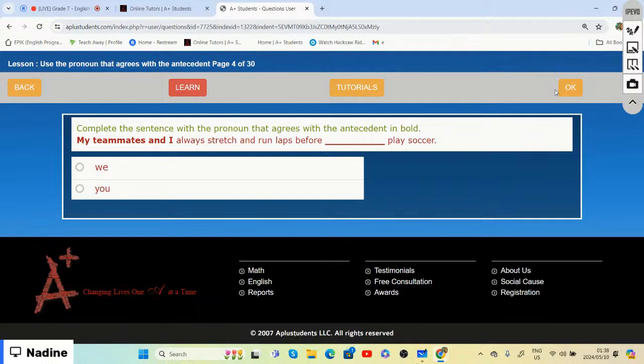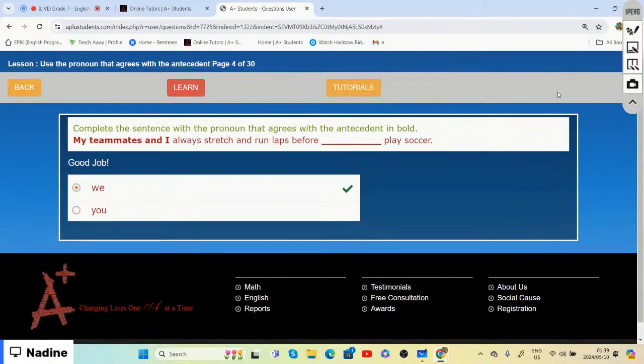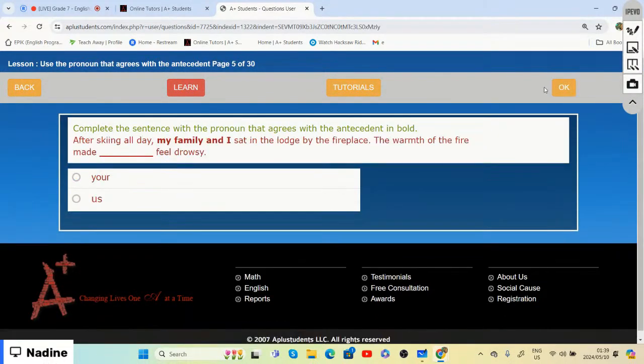All right, and if we choose the pronoun that agrees with the antecedent in bold, which is my teammates and I, then we can say my teammates and I always stretch and run laps before we play soccer. So we is the pronoun that agrees with the antecedent, which is my teammates and I. All right, so we is correct. One more, and then we're going on to the next lesson's test.